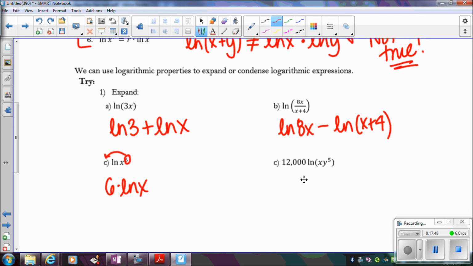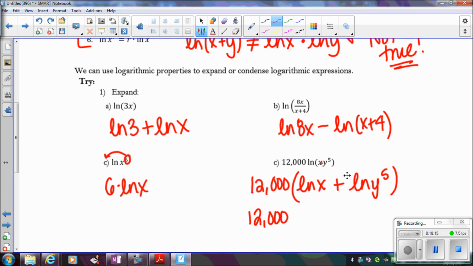The next one here, first of all, I have the 12,000 in front. You can keep that out in front in parentheses if you want. Let me show you what I mean. I could keep that out like this and say ln of x plus ln of y to the 5th, because it's multiplication between those, so I can split those up by addition. And then I can distribute that 12,000, or I can leave it out in front. It really doesn't make a difference here. Just know that it could go either way.